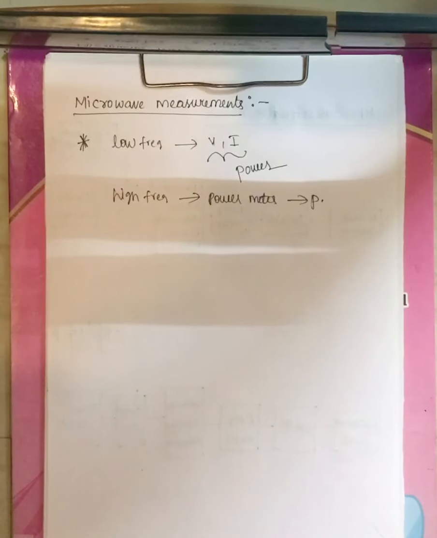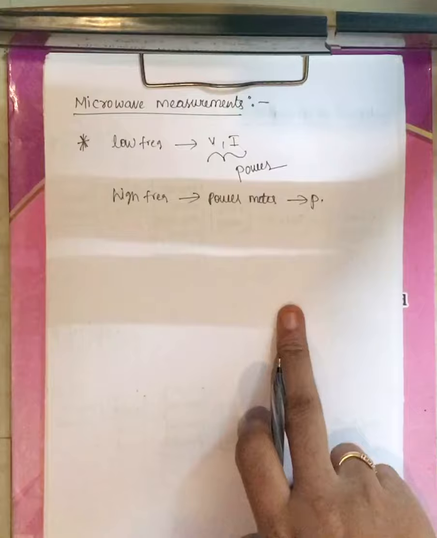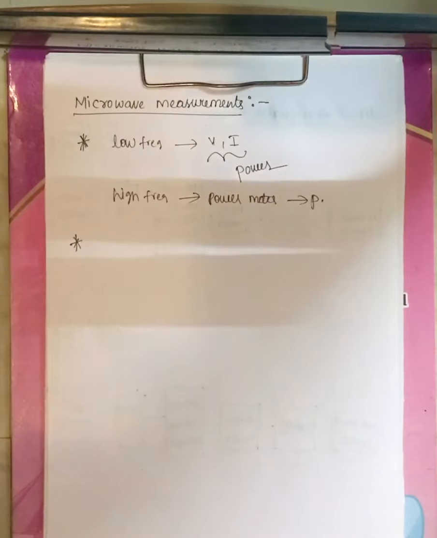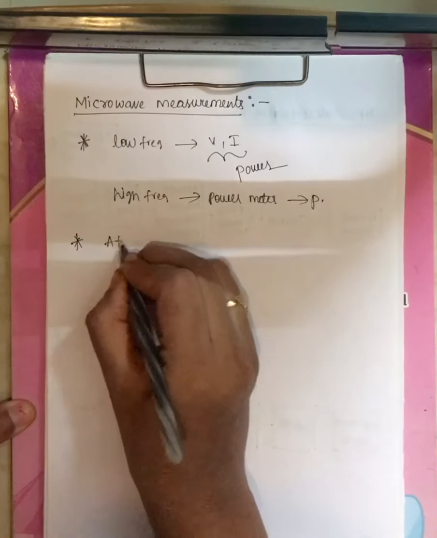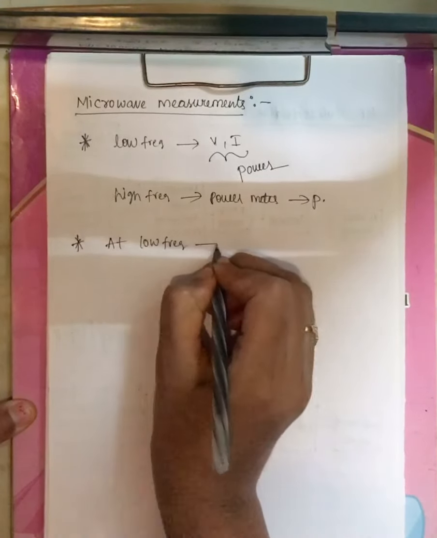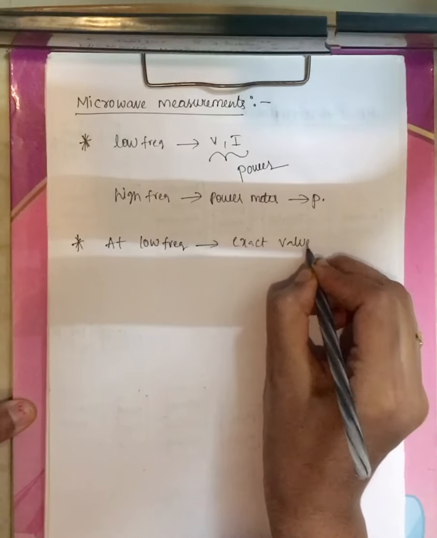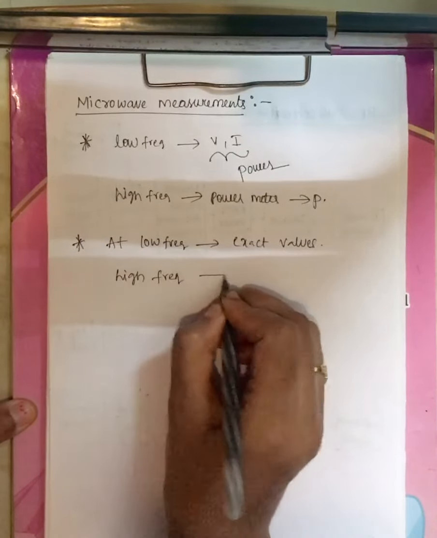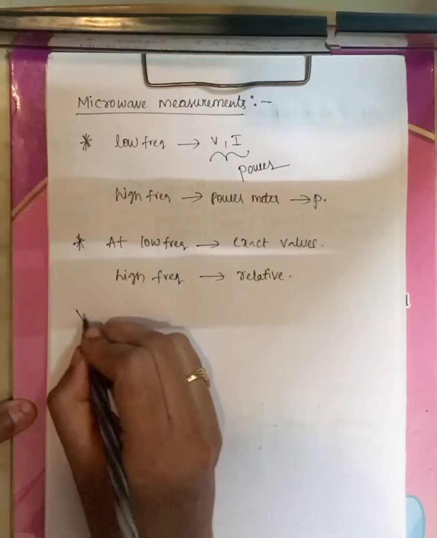At low frequency we measure voltage and current, and using that V and I we can calculate power. But at high frequency, nothing but microwave frequency, we directly connect a power meter through which we can measure power. That is the main difference between low frequency and high frequency measurement. Another difference: at low frequency we get exact values, whereas at high frequency we won't get exact values but absolute or relative values. That is one more difference.